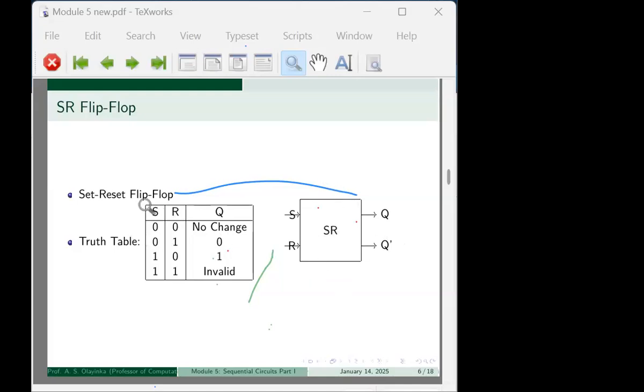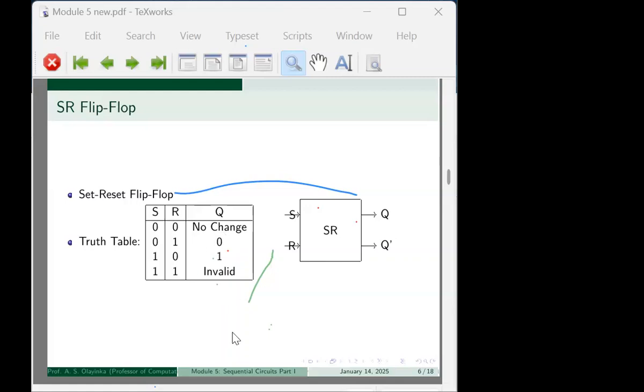Now, we have the truth table as usual. You have 00, 01, and so on. We have done all this; you are familiar with it. Talking about setting up the inputs S and R, remember we are discussing sequential circuits. The output of a sequential circuit is not just a function of the input, but also of the previous states. That is also a factor.